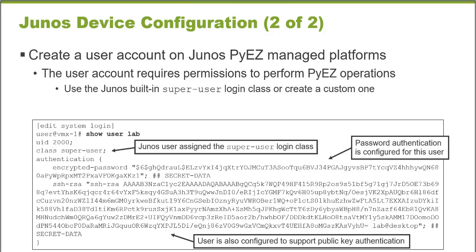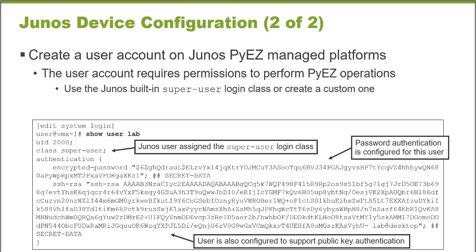This account also supports two forms of authentication. When anything connects as this lab user, it can authenticate using a password, so a username and password could be provided. But it also supports SSH public key authentication, and this is probably the more common method when you're performing automation using Junos PyEZ. And so there's a public key associated with this account.